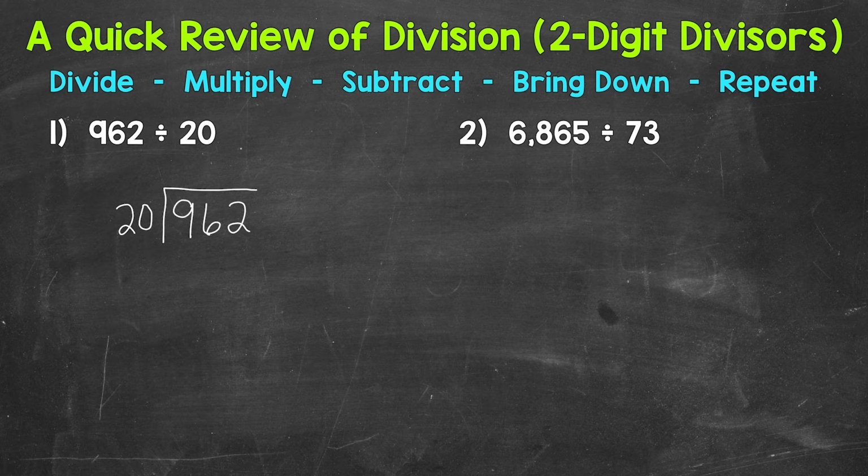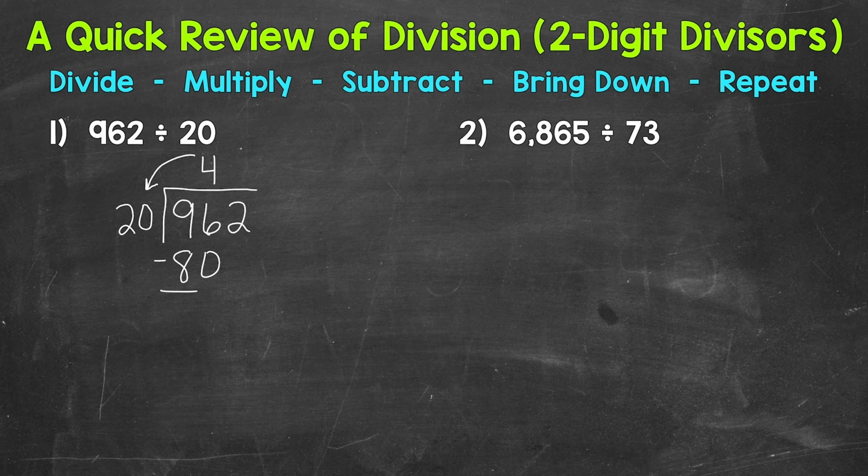How many whole groups of 20 are in 96? Well, 4 groups of 20 gets us to 80, and then 5 groups of 20 gets us to 100. So 5 is too many, it's going to be 4. So we need to put a 4 above the 96. Don't put it above the 9, put it above the 6, because we did 96 divided by 20. Then we come around and multiply. So 4 times 20, that gives us 80.